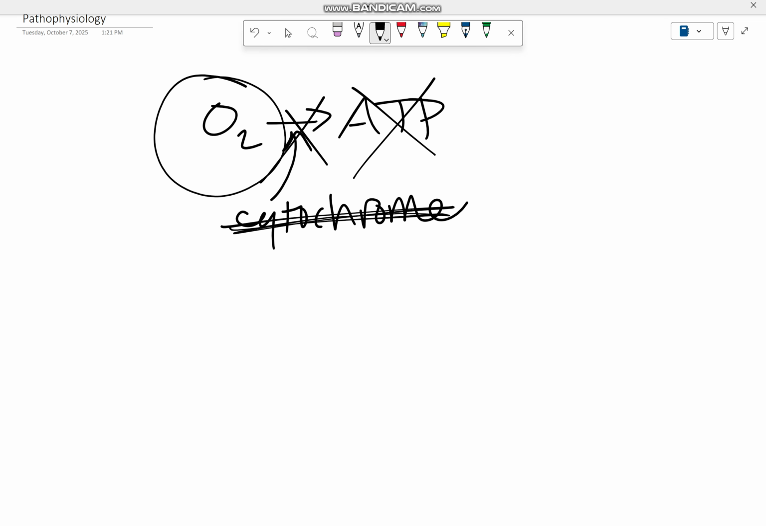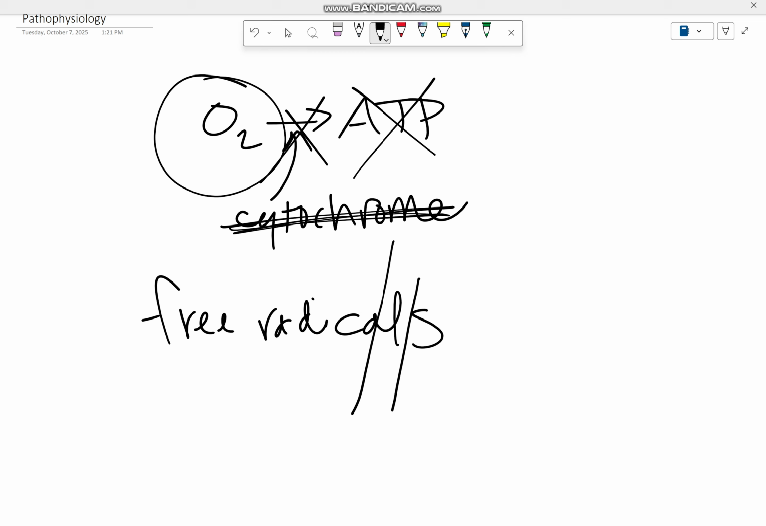So, the earliest and most dangerous of these substances that it creates are something called free radicals. And we hear about this sometimes when they talk about oxygen toxicity, if you will. So, having too much oxygen, they say, can cause your body to produce free radicals, which can be detrimental. So, that's hypoxic injury.